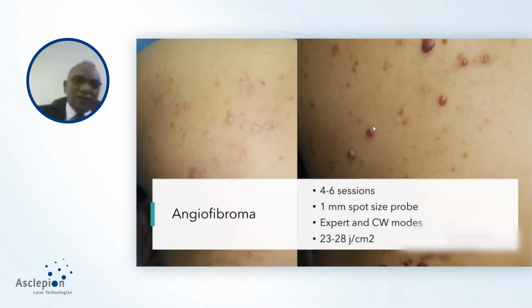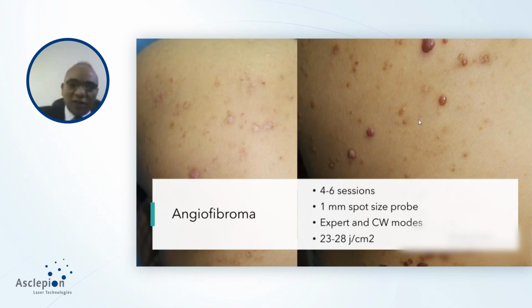Angiofibroma is one of the most treatment-resistant conditions, with no drug treatment, only laser treatment. You can use CO2 or QuadroStarPRO. Here, QuadroStarPRO can replace CO2 in the treatment of angiofibroma. You select the 1 millimeter spot size probe, expert and continuous mode.